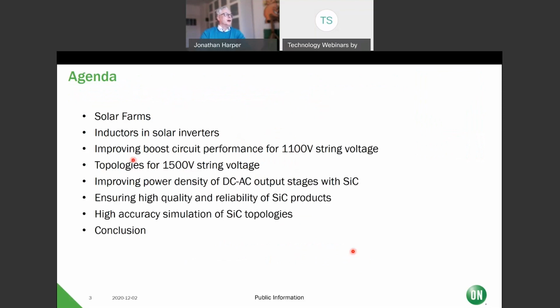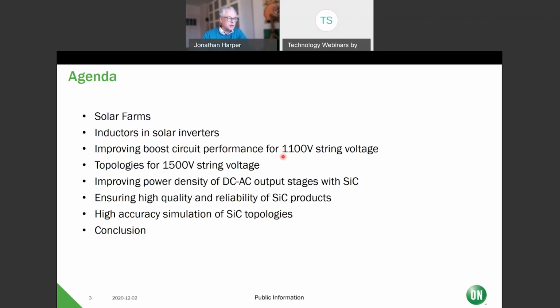Okay. So the agenda for today is to talk about why SiC products help with solar inverters. First of all, we talk about solar farms. What is a solar farm? What are the main requirements for the solar farms? Then a little bit about the inductors. We'll pick on the inductors as something we want to improve on and reduce for solar farms. And then go through the different pieces of the solar inverter.